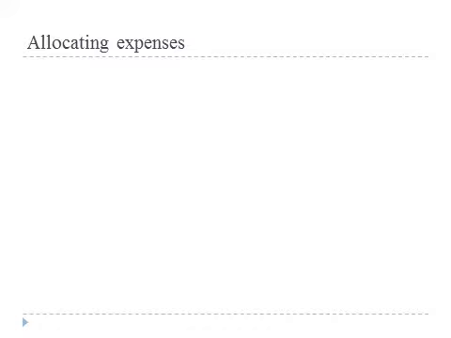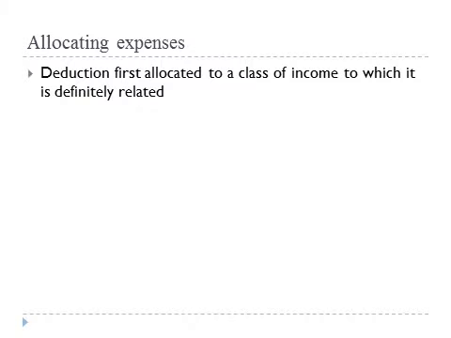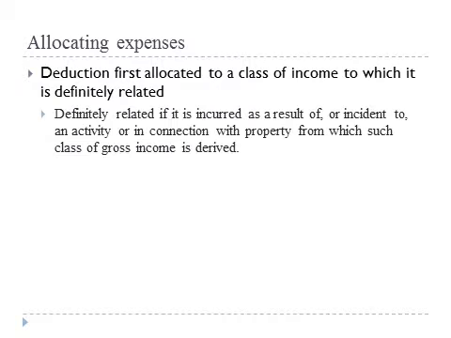Here's the basic rule for allocating a deduction to a class of income to which it is definitely related. If a deduction is not covered by a special rule, then it is allocated to a class of income to which it is definitely related. A deduction is definitely related to a class of gross income and therefore allocable to that class if it is incurred as a result of or incident to an activity or in connection with property from which such class of gross income is derived. Whether a deduction is definitely related is based on a factual relationship between the income and deduction.